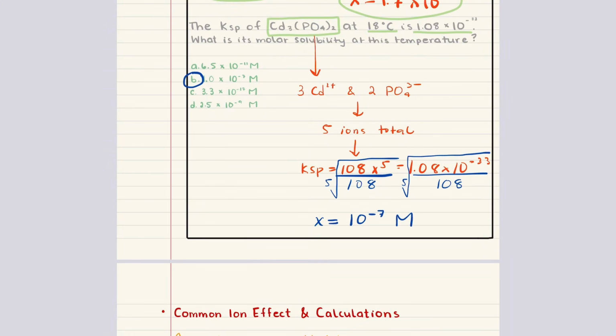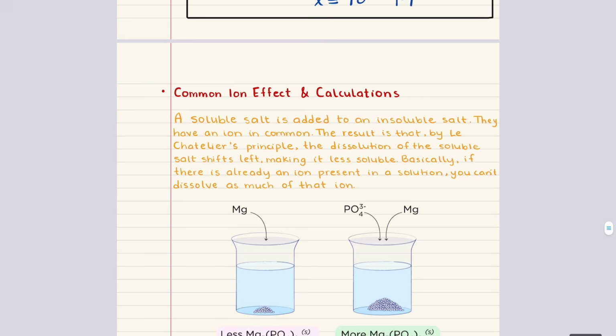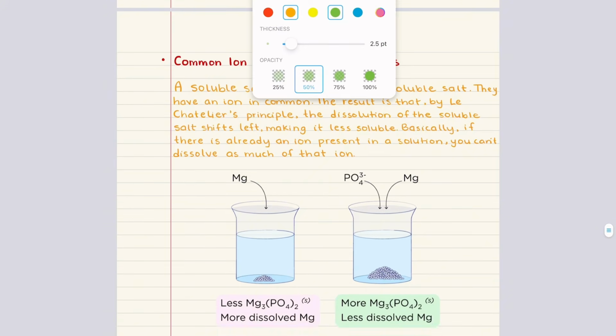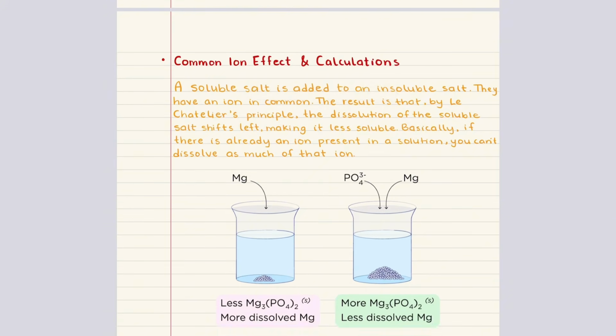With that, we've completed these practice problems, and we can now move into our next discussion on the common ion effect. The common ion effect describes how the solubility of a salt is reduced when one of the ions it produces is already present in the solution.